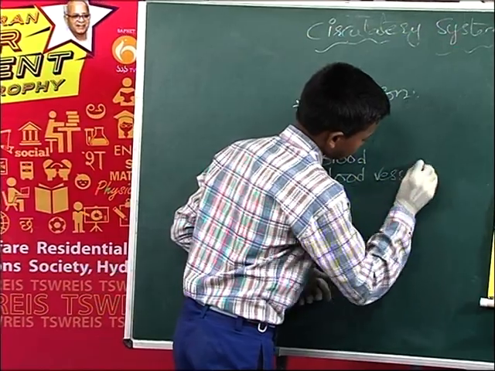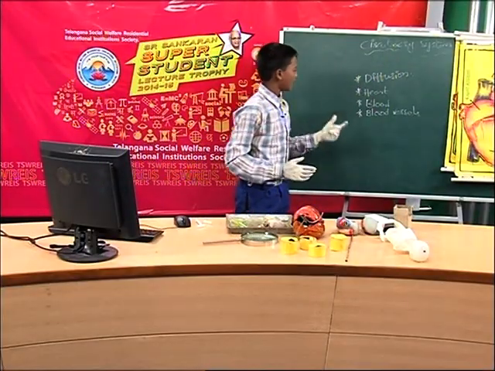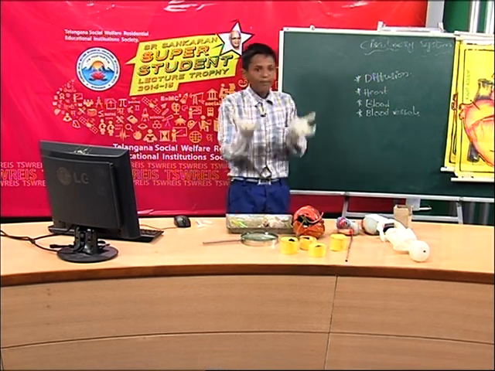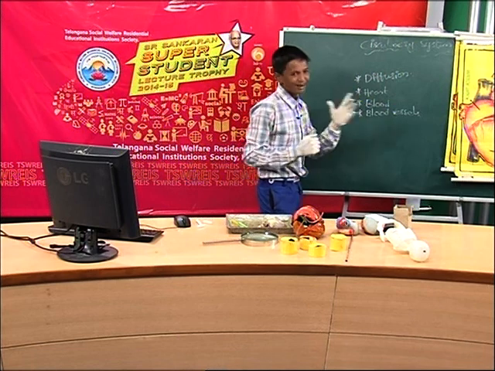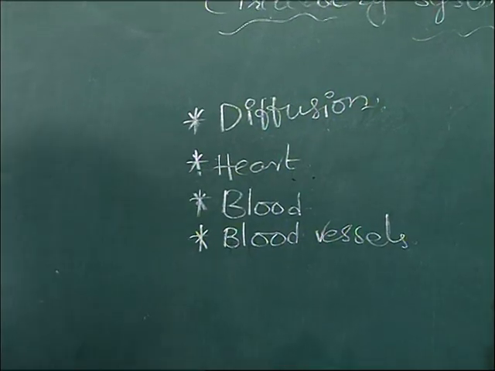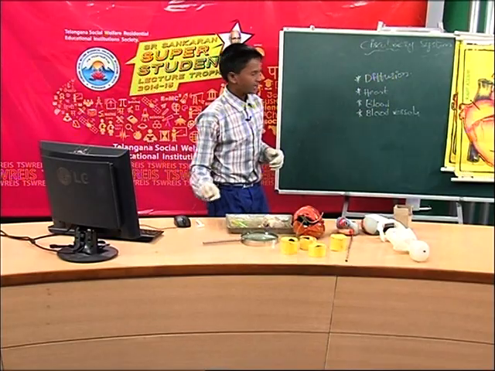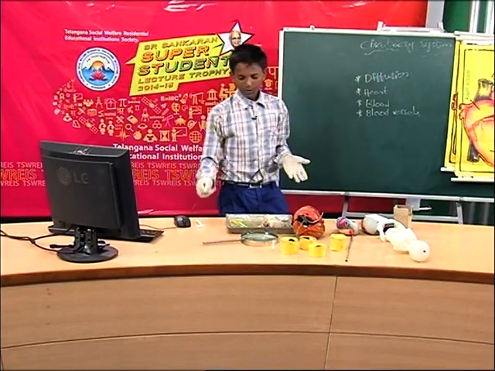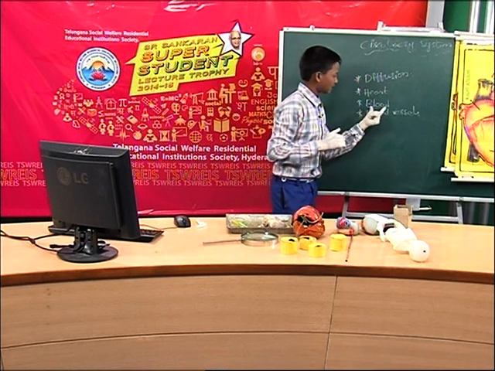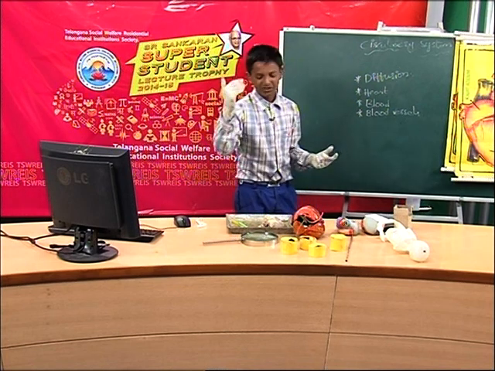So, Tswreis, if you compare these three with our daily life, the heart acts as the motor, the blood acts as the vehicle, and the blood vessels act as the roads.